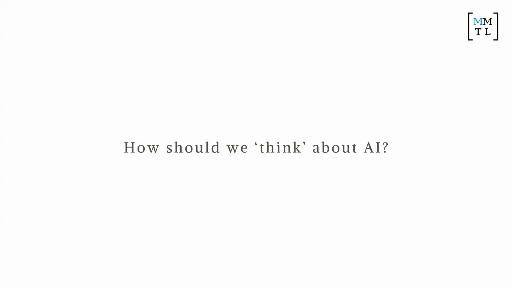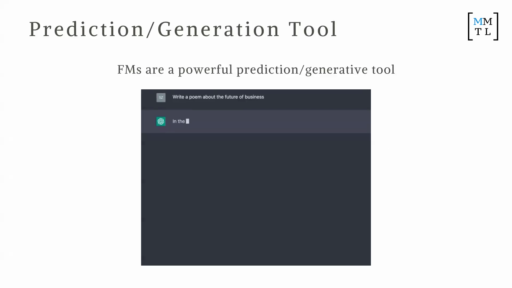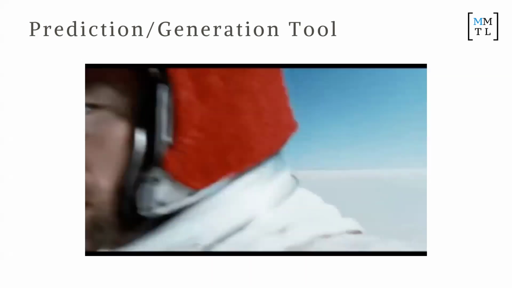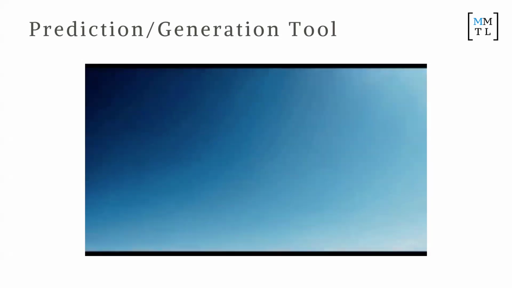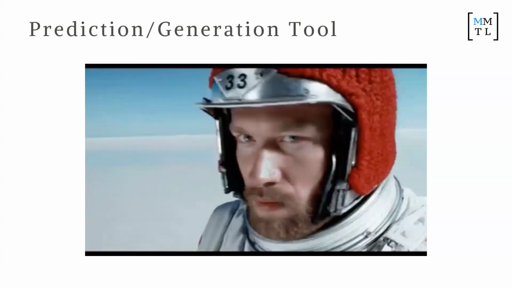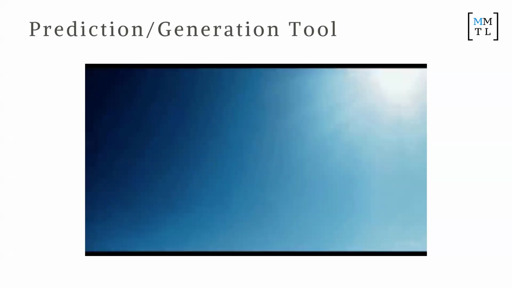so you can come up with really cool things yourself. The first concept to be aware of is that AI is a very powerful prediction and generation tool. That is the standard way that people think of generative AI right now. What do I mean by that? We obviously have the ability to generate poems, to use language in ways that we didn't have before. We can also use AI to generate images. This is actually an AI-generated video, using a software called Sora from OpenAI. So again, very powerful.